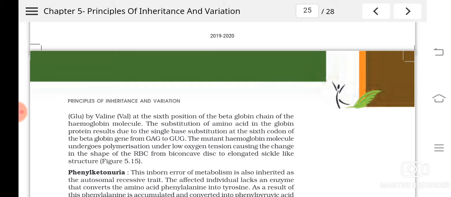Understood? Due to this, the RBCs undergo polymerization under low oxygen concentration, and that results in the formation of RBCs in the form of a sickle shape. Actually, what is the shape of the RBCs? Biconcave, isn't it? So this is the disease happening.